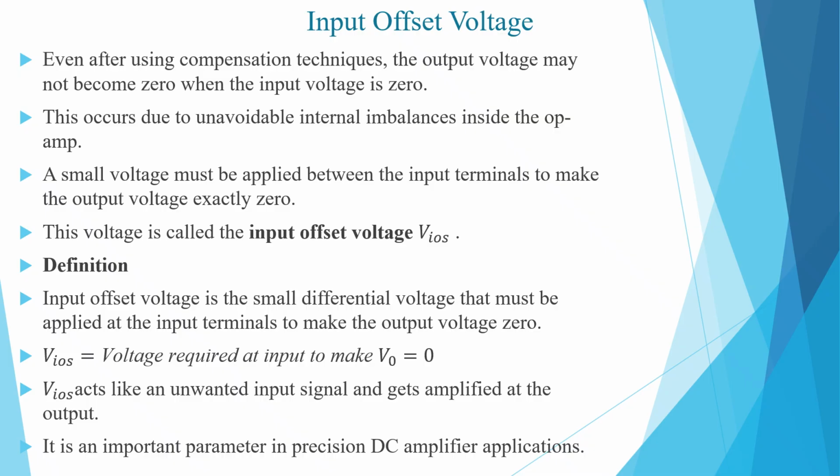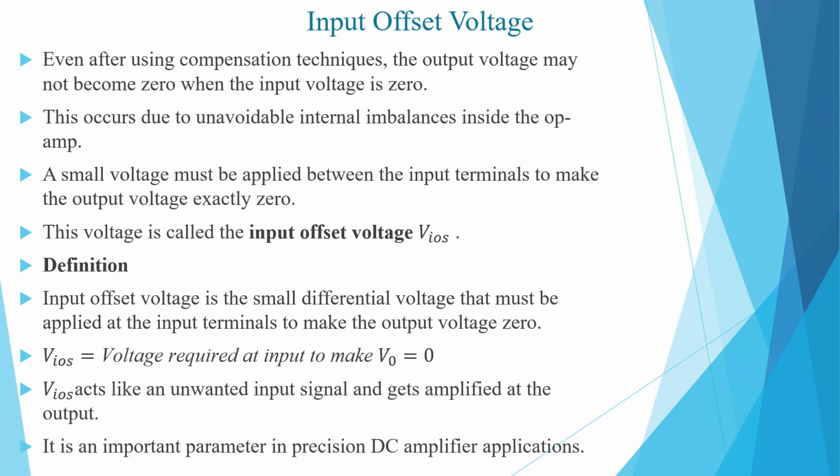Now let's discuss input offset voltage. Even after applying bias current compensation and offset current compensation techniques, the output voltage of an op-amp may still not become exactly zero when the input voltage is zero. This happens because of unavoidable mismatches and internal imbalance in the op-amp circuitry. Therefore, a very small voltage must be externally applied between the input terminals in order to force the output voltage to become zero. This small voltage is known as input offset voltage, represented by VIOS.